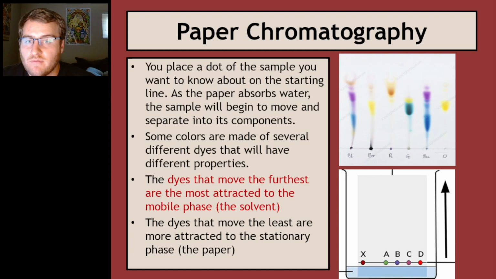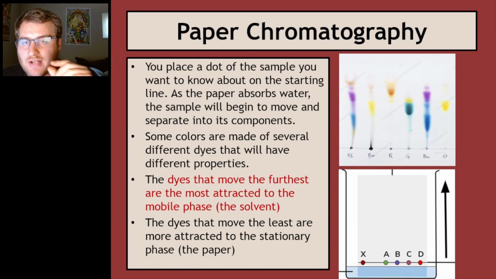Now, the dyes that move the farthest, the reason they're moving is because they're attracted to the water that's moving up the paper. So in our example here, we have water as our solvent, which is polar. So the dyes that move up the most are the ones that are the most polar. The polar ones are attracted to the polar water. So in our example here, this orange color that goes up the highest in both of these examples is probably the most polar dye we have because it traveled furthest up the paper. This blue dye you see over here wasn't as polar. It still traveled up the paper a little bit.